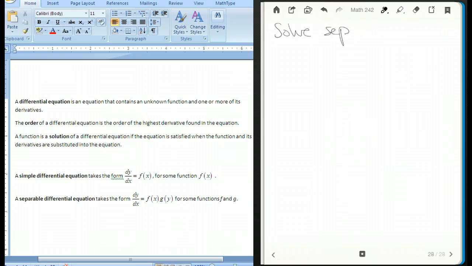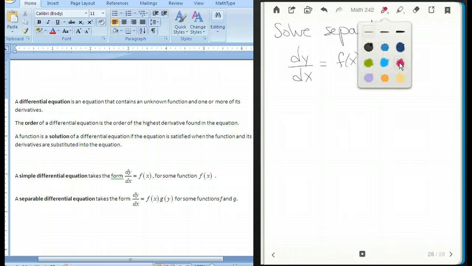So, solving a separable one. To solve a separable one, we have to use this word. We have to separate the variables. If we have dy/dx like this, and it's some sort of expression of x times some sort of expression of y, I want to separate the variables. I want to get all the y stuff on one side and all the x stuff on the other side. So that means I need to move this g of y thing down, and I need to move this dx thing up.